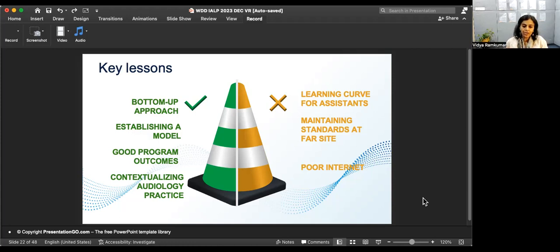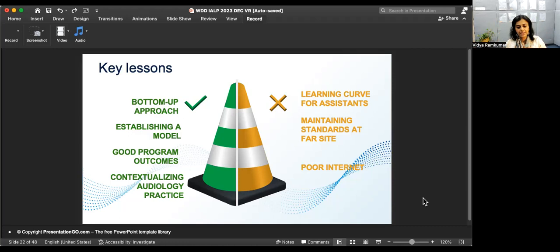But what we now know is, how do we get this done? What do we look for and how do we get it done? And when you're training community workers, there's a learning curve. It takes them that much time to get it right. There's also attrition. So we need to factor all this in when we build these models. And these are the key lessons that we learned.